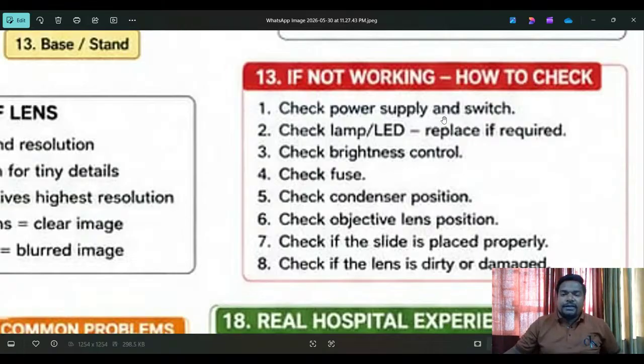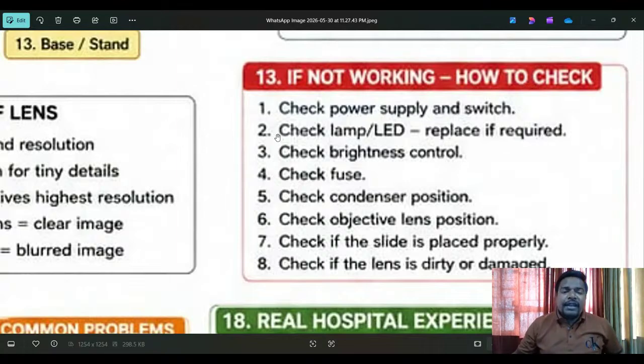That is the first point. And the switch also: whenever there is a switch problem, sometimes fluctuations come, ups and downs, and that is when it happens. This is a very rare situation in a laboratory, but with regular use the switch can be damaged. So as a biomedical engineer, you have to check it.